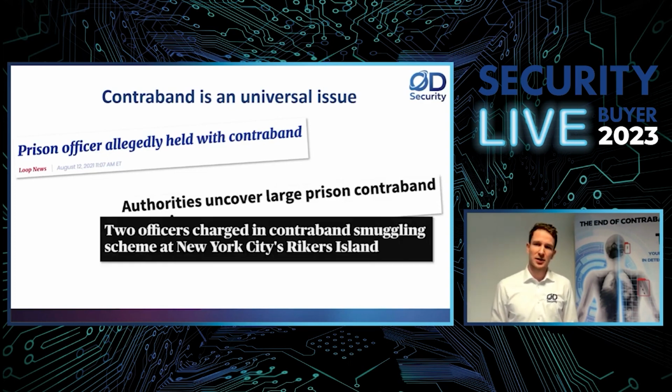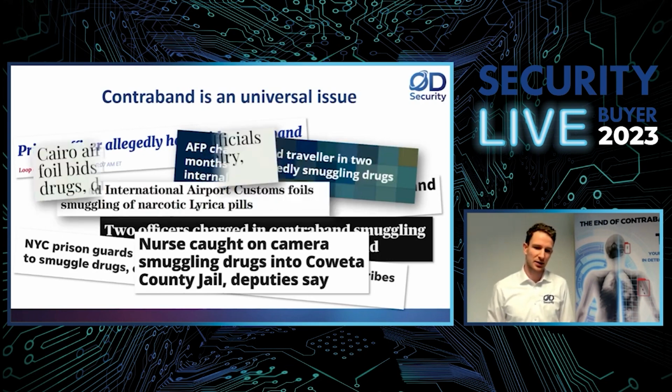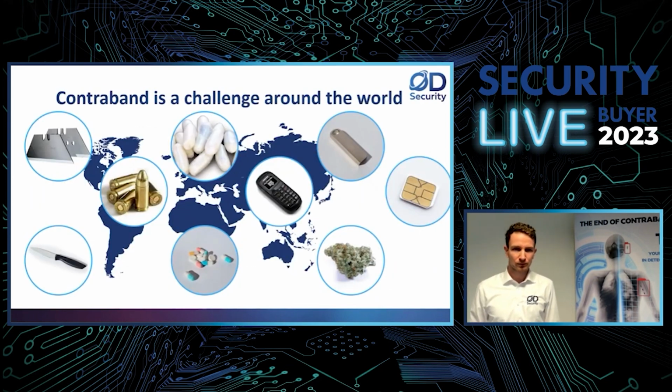So what we know is that contraband is a universal issue. We see all kinds of contraband at prisons, border crossings, and at airports. This is happening everywhere around the world, although in some countries more than others. We see all different kinds of illegal items that people try to smuggle in. For example, over here, we see a knife, razor blades, bullets, but also larger and smaller amounts of drugs. And besides that, we see smaller phones, USB drives, tobacco, marijuana, and also SIM cards.